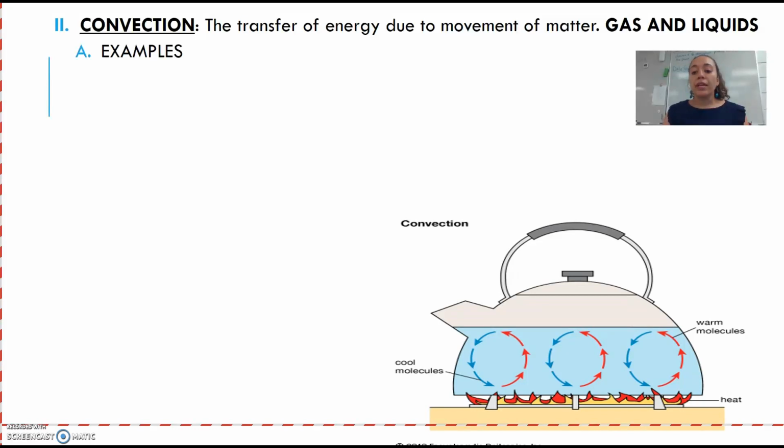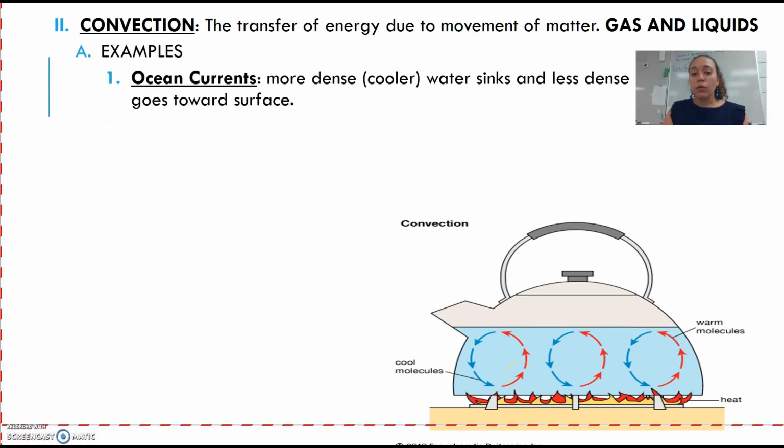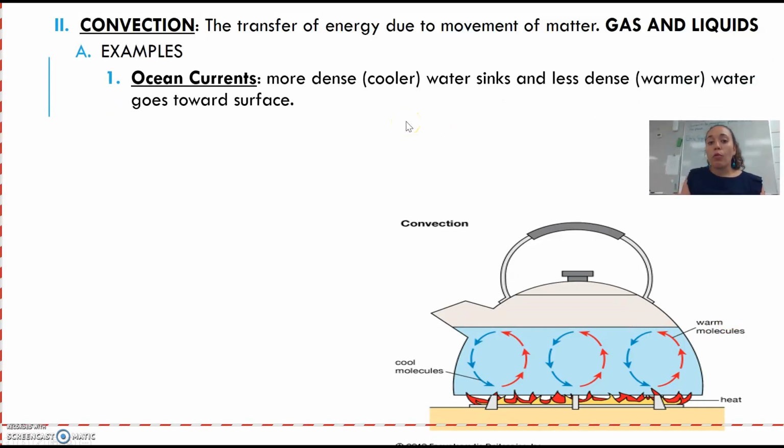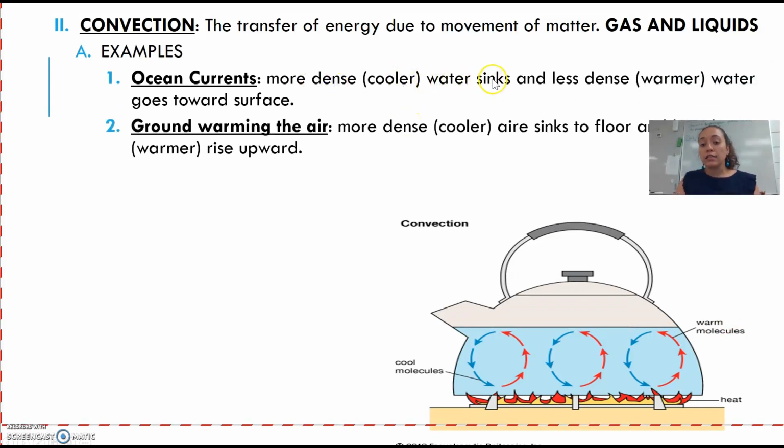So basically what happens, as I said before, as things heat up, you have all this hot water down here because the fire's here, right? All this hot water becomes less dense, and it will rise to the top, and then it'll cool off and come back down. So anytime you have a transfer of energy because of movement, that is called convection. An example would be ocean currents. With ocean currents, more dense, cooler water sinks, and the less dense water rises.